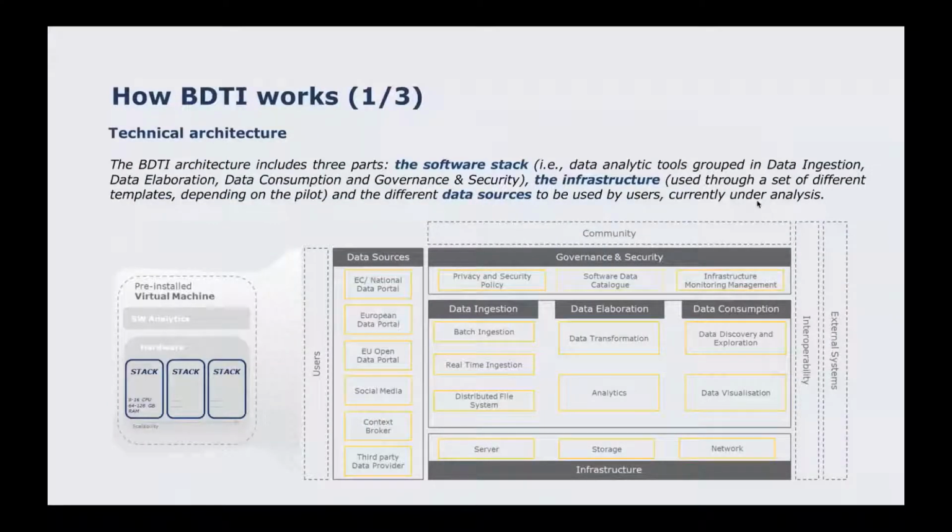Now a quick word on the high-level overview of the actual platform. The architecture of the platform consists of three main elements, being the software stack, the infrastructure, and the data sources. The software stack represents the analytical tools and the languages that can be used in the platform. It covers data ingestion, data elaboration, and data consumption.